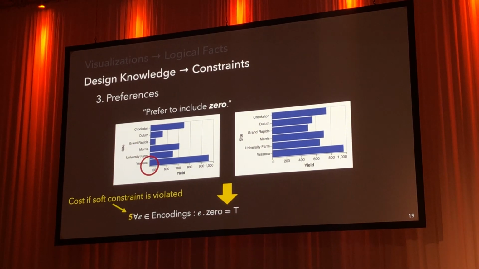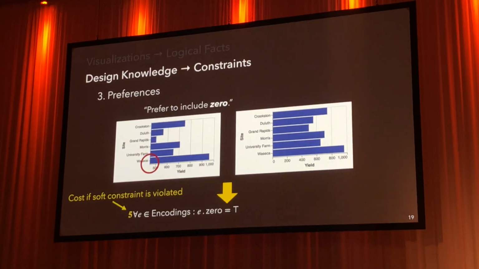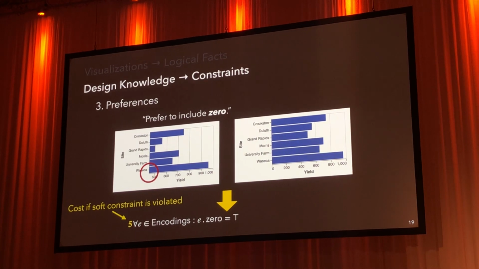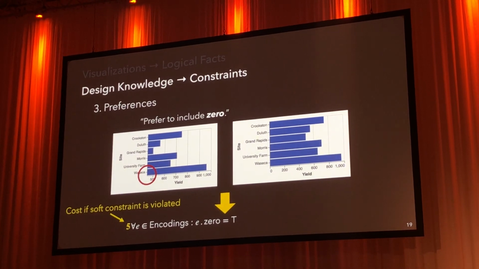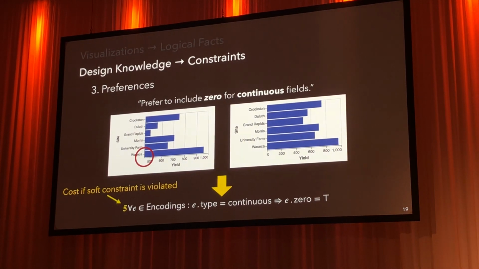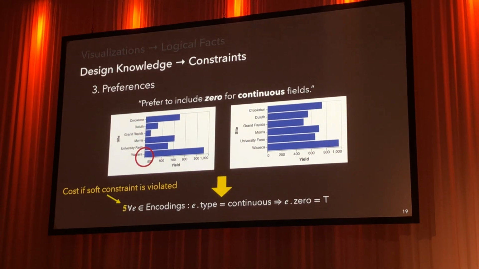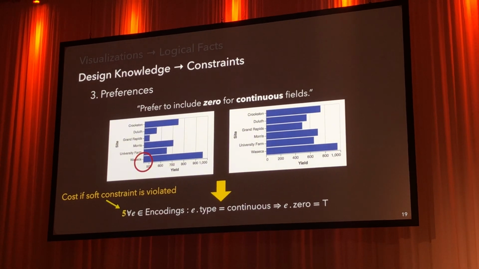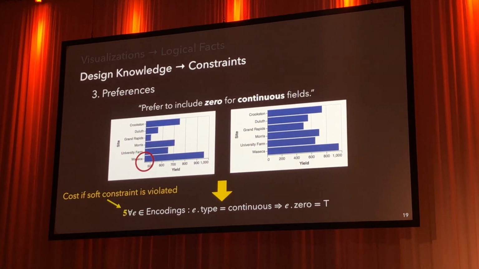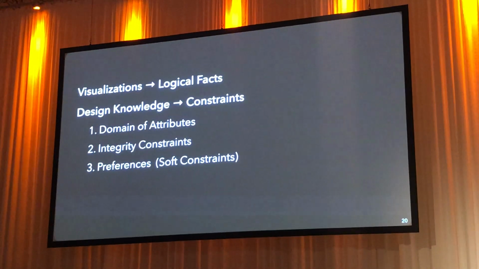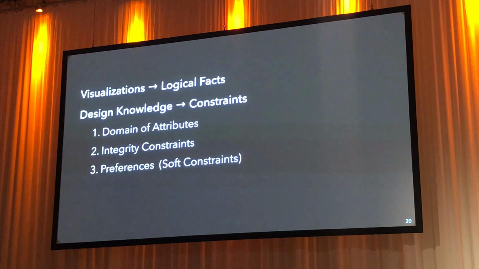And we call these constraints soft constraints. As you might notice, this constraint is not quite what you want. You don't always want to include 0. So you can make it more concrete and say, let's only include 0 for continuous fields. So we updated this constraint to also incorporate where this rule actually applies. Okay, so to recap, visualizations as logical facts and 3 sets of constraints.